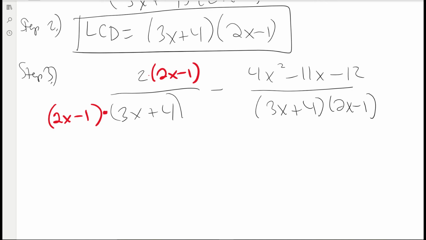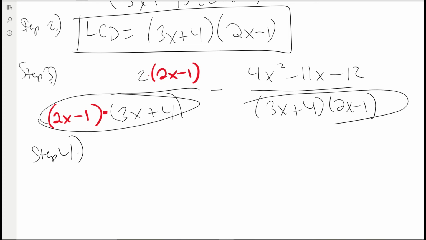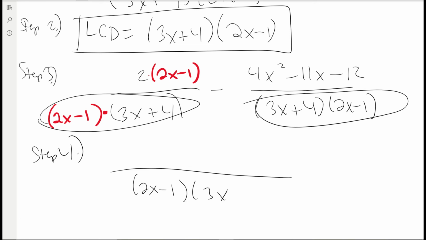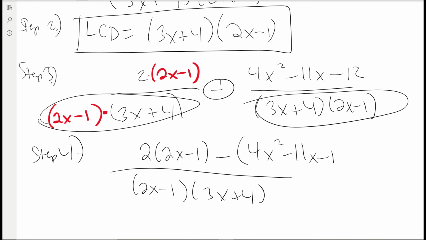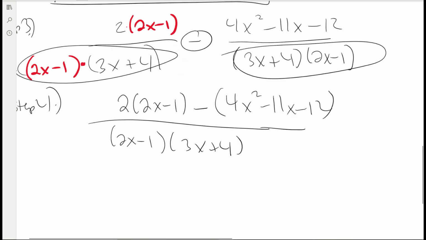So now step 4. Now that they have the same denominator, the least common denominator, you're going to combine them under one least common denominator. In this case, you're subtracting, so you have the first numerator minus, and then the second numerator, you're going to put that in parentheses so that you're careful about the negative signs.